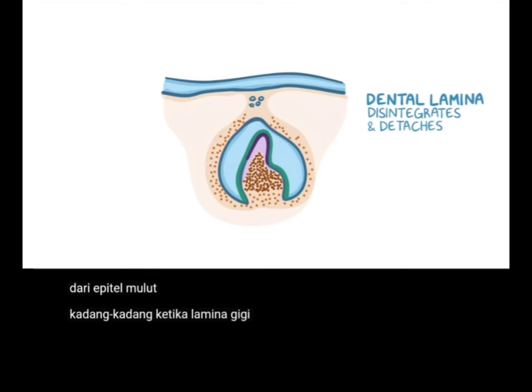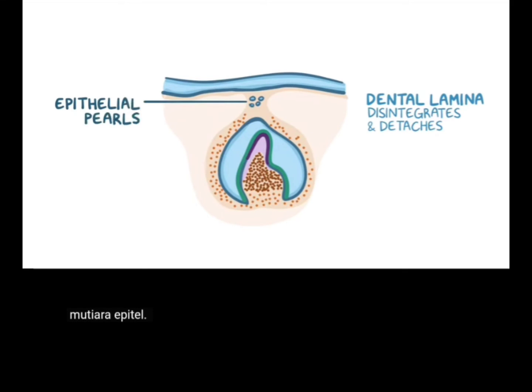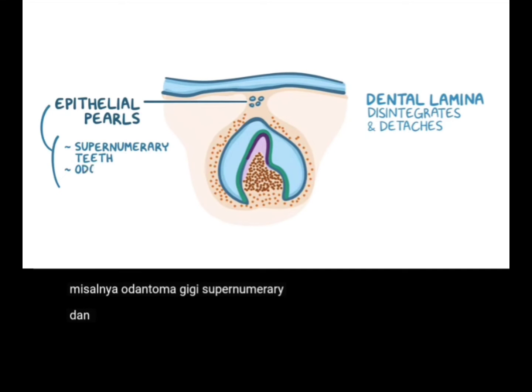Sometimes, when the dental lamina degenerates, it may leave behind nests of epithelial cells called epithelial pearls. These epithelial pearls can give rise to a bunch of abnormalities in the future. For example, supernumerary teeth, odontoma, and eruption cysts.